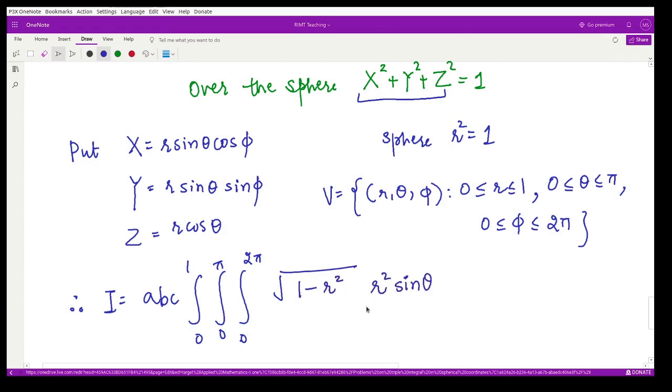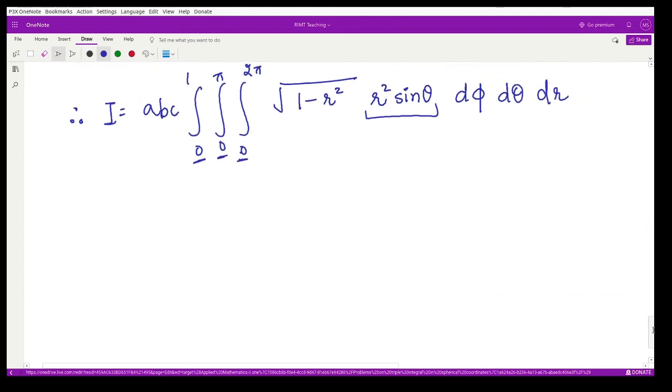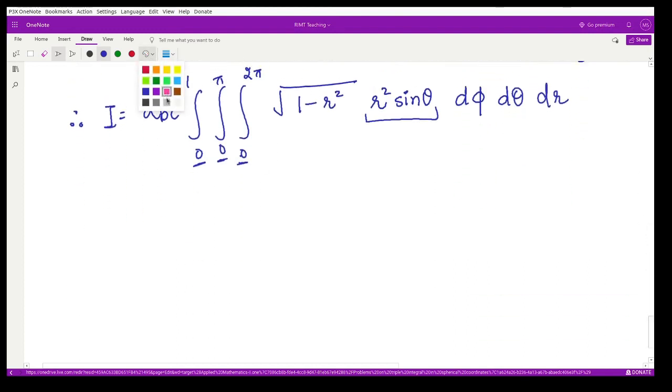Now this is the value of Jacobian for this particular transformation, and we have d phi, and these are the limits for phi, and then we have d theta, limits for d theta, and then dr, the limits for dr. So now the next step remaining is just to solve this particular integral. Okay, so let us solve this integral. So what would be the answer finally? So if you solve this, you have ABC.